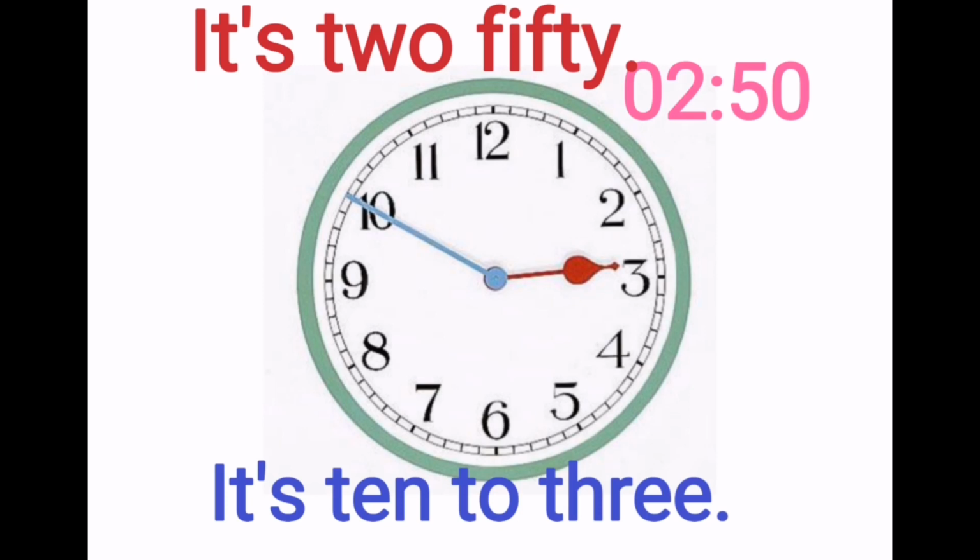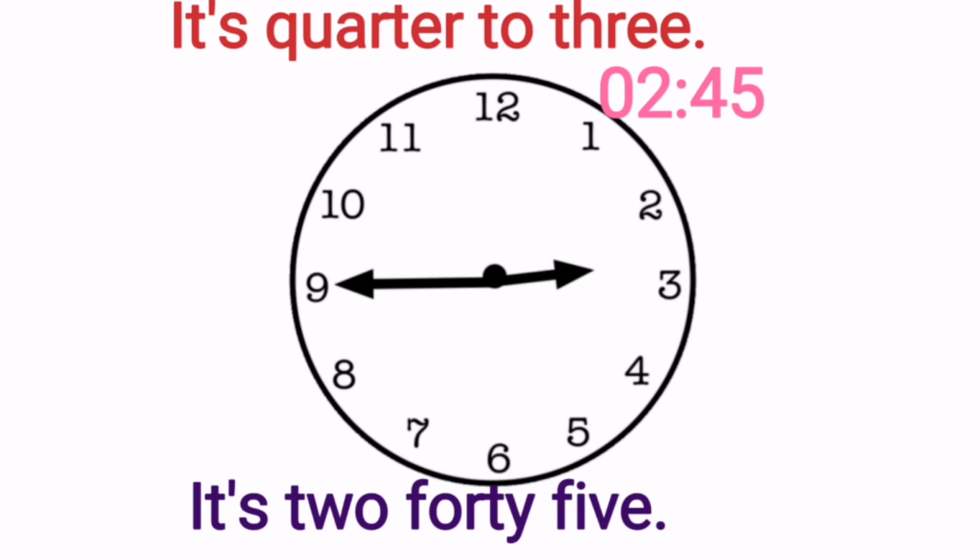What's the time? It's 2:50. Or it's 10 to 3. It means simply that we have still 10 minutes in order to reach 3 o'clock. Next, what's the time? It's 2:45, or it's quarter to 3. There is still 15 minutes in order to reach 3 o'clock.